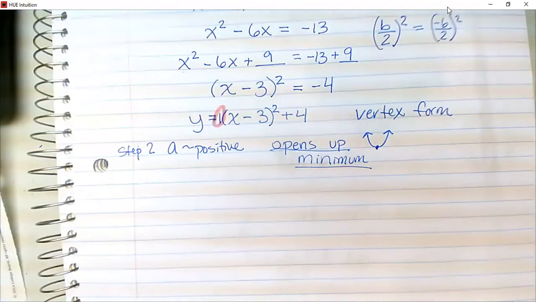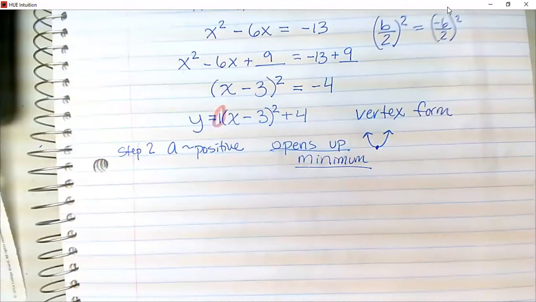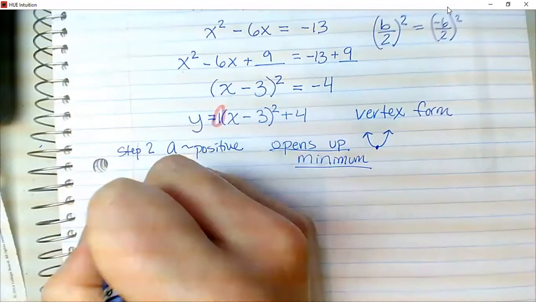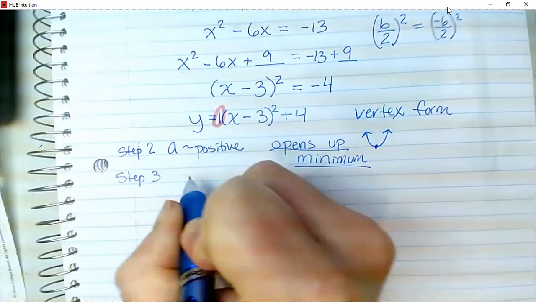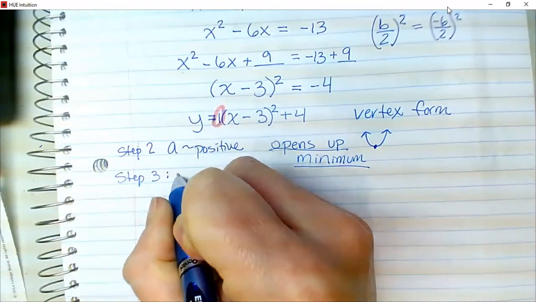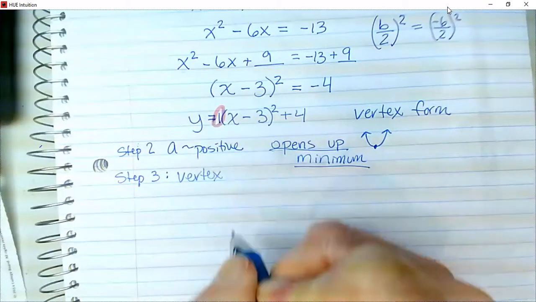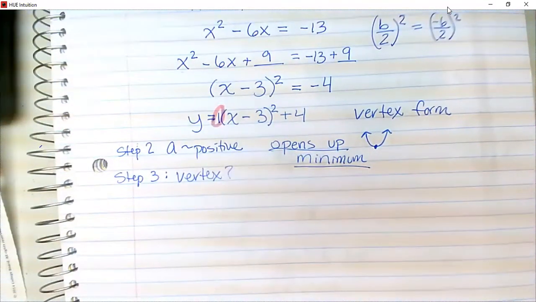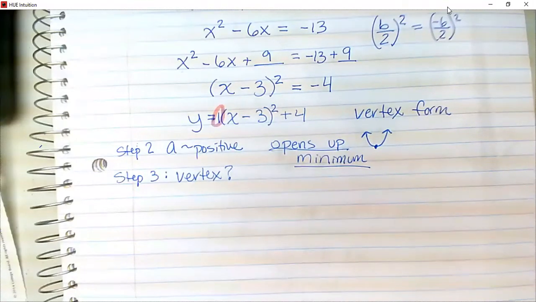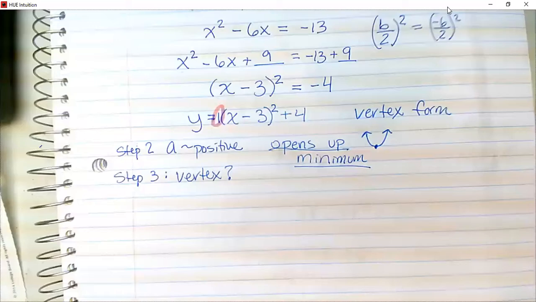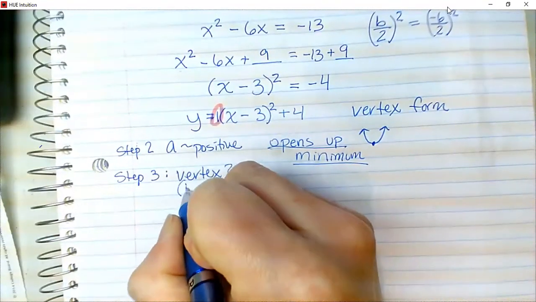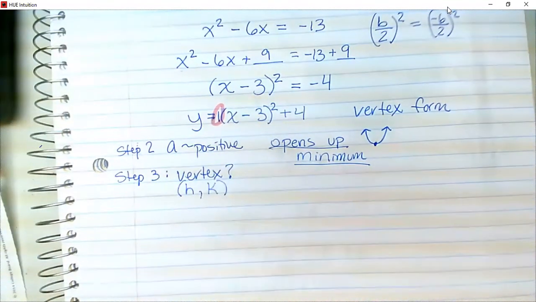Step 3 tells us to determine the maximum or the minimum value, okay? Well, in that case, that's basically just asking us what is the vertex? The vertex itself is the maximum or the minimum value, okay? Well, if our quadratic is in vertex form, we can find the maximum or the minimum value by looking at H, K. Remember our ordered pair H, K.